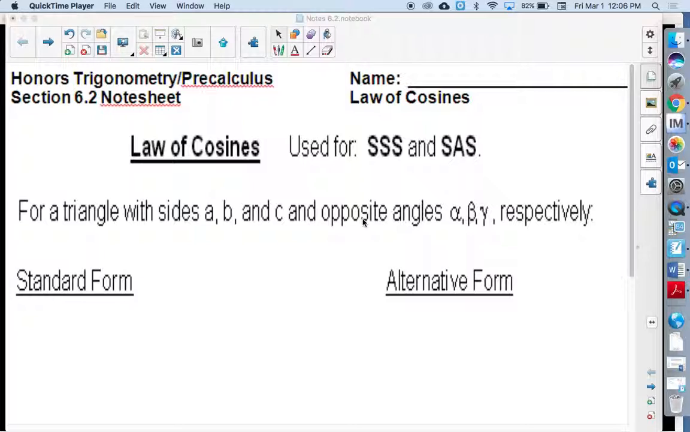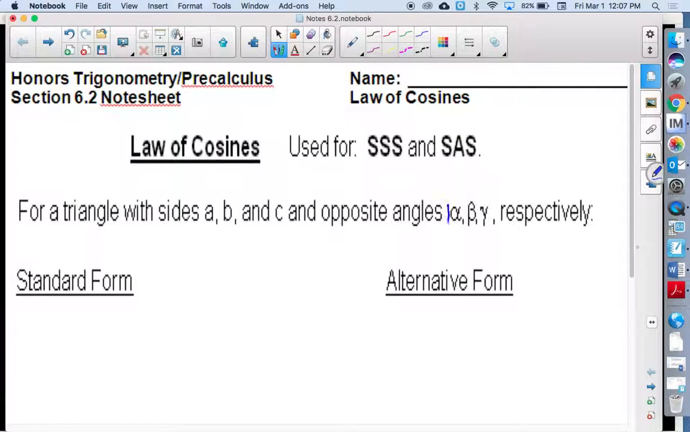So the law of cosines works when you have three sides. So if I have side, side, side, no way we can use the law of sines, because you have to have the angle across from one of those sides and you use the law of sines. And it also works for side, angle, side. So it says for a triangle with sides A, B, and C and opposite angles, we can still keep these as A, B, and C.